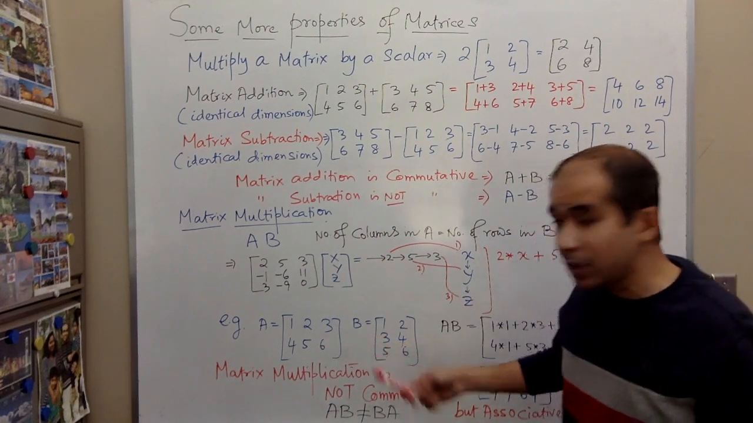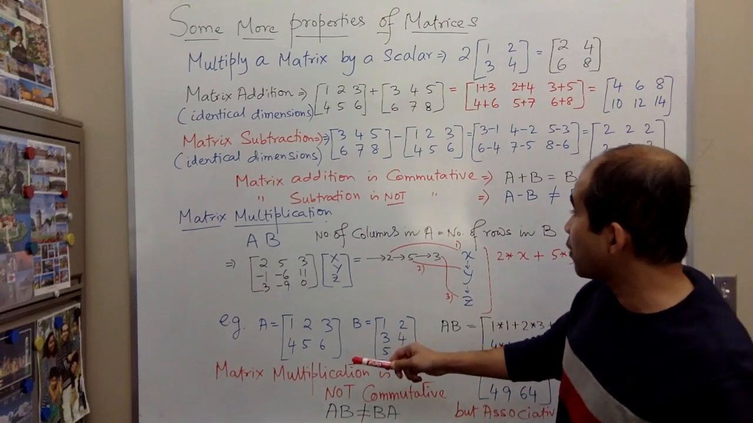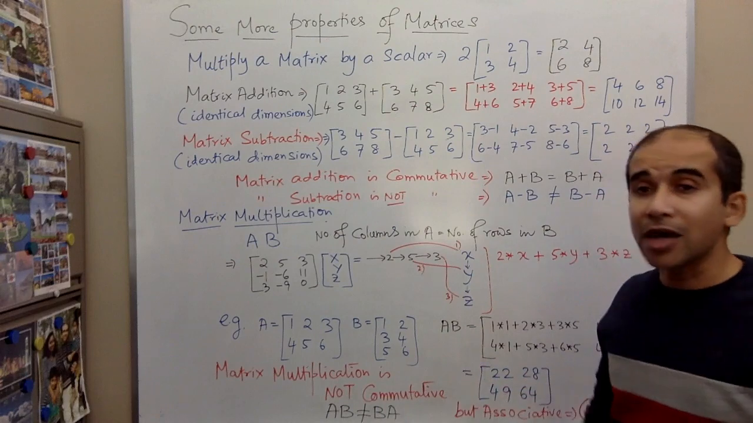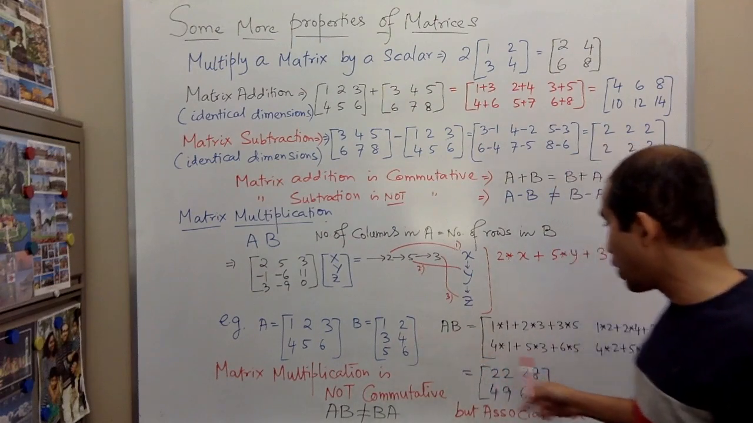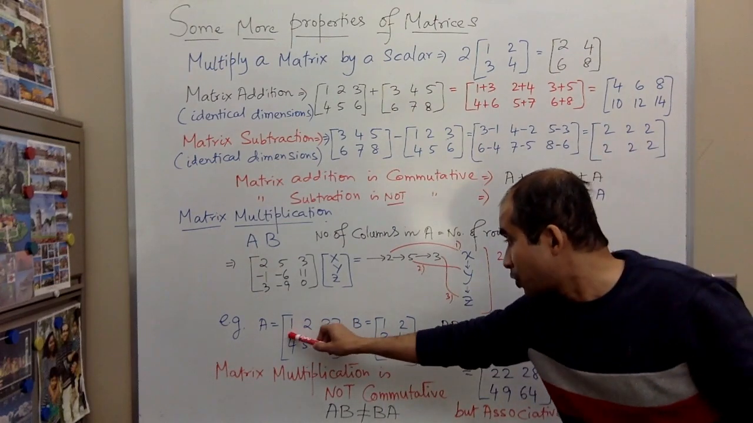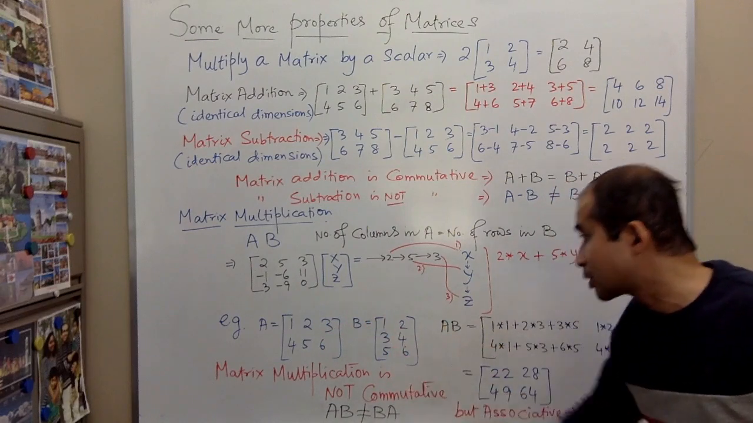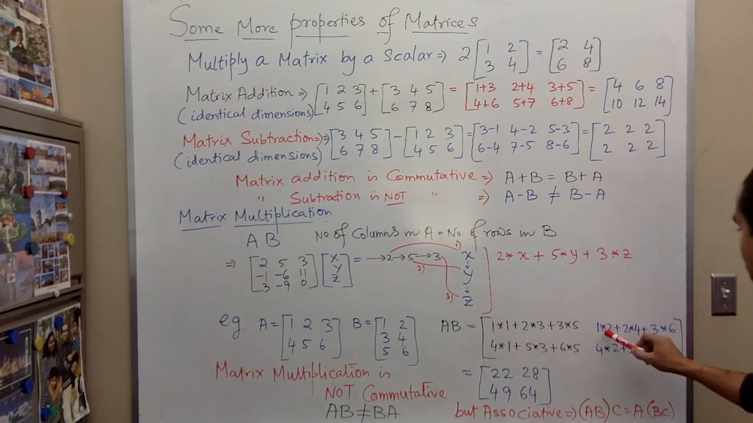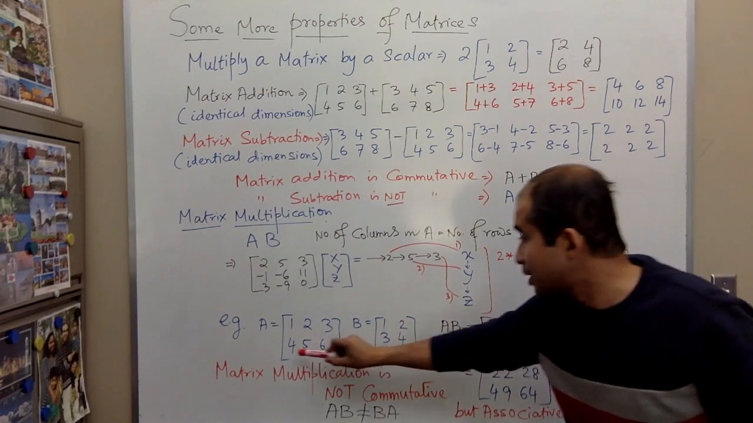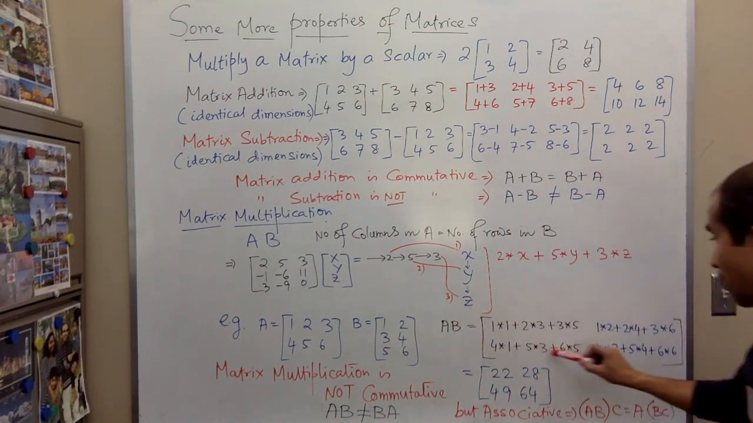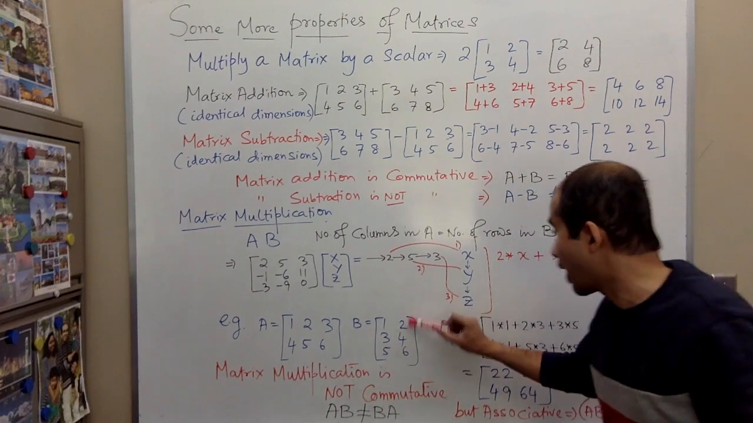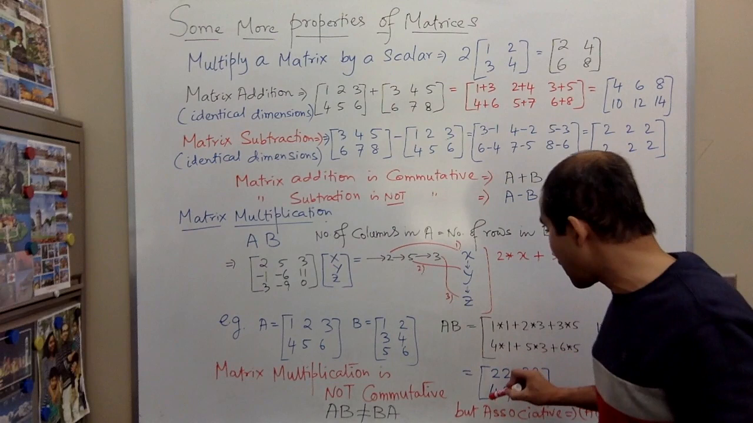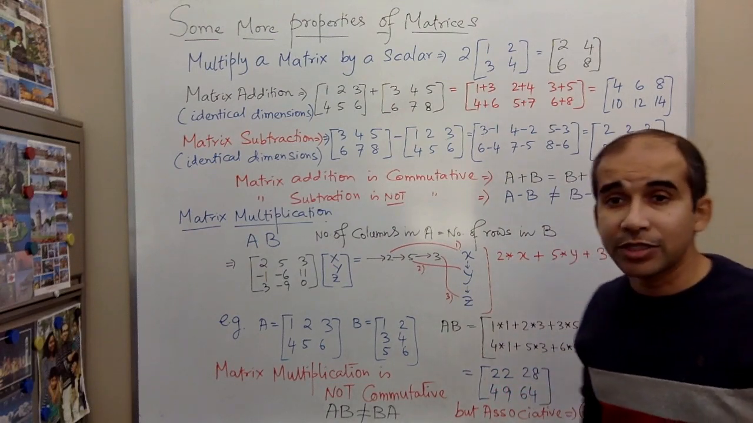Let's see an example. A and B are two matrices. You see, the number of columns in A, which is 3, and the number of rows in B are the same. When we multiply A and B, this row and this column are multiplied, and then this row and this column are multiplied. That's the second one. Then the second row and the first column are multiplied, and the second row and the second column are multiplied. This produces the result 22, 28, 49, and 64.